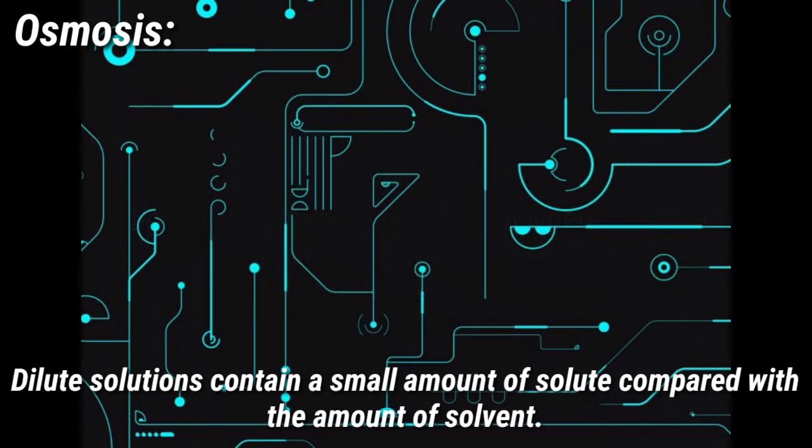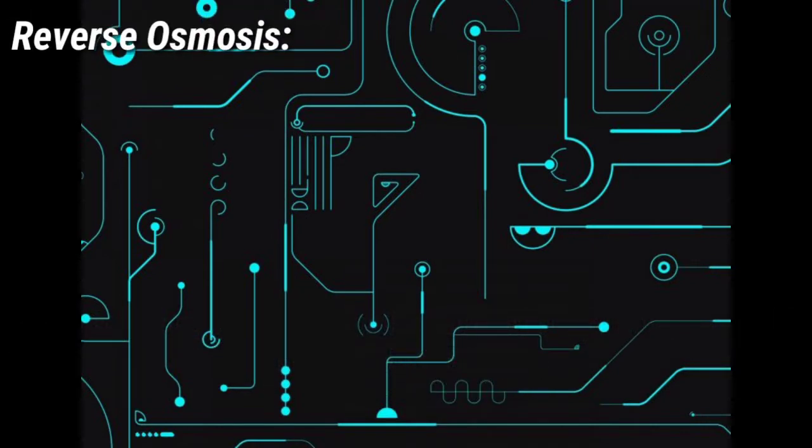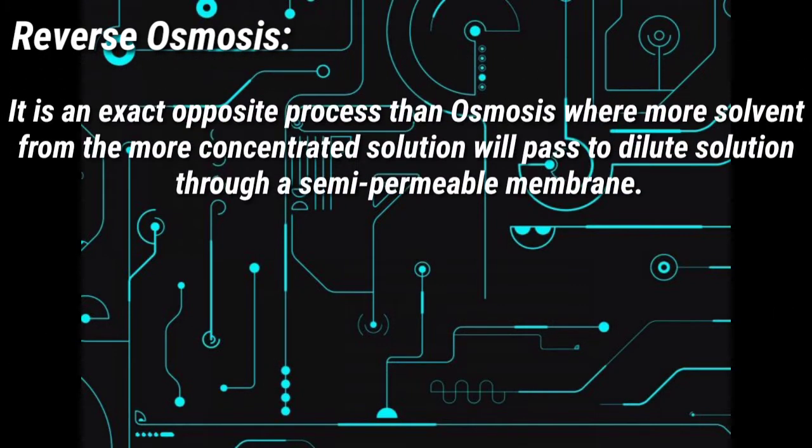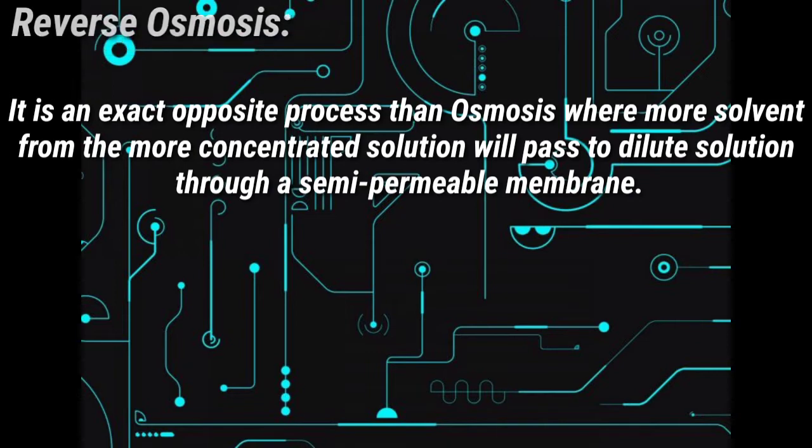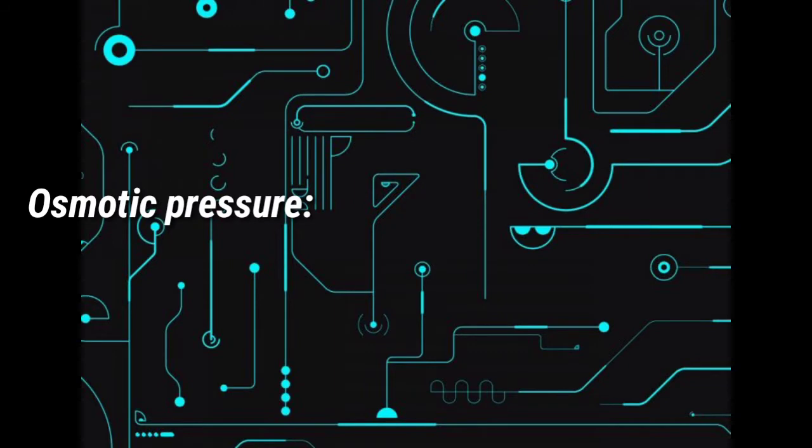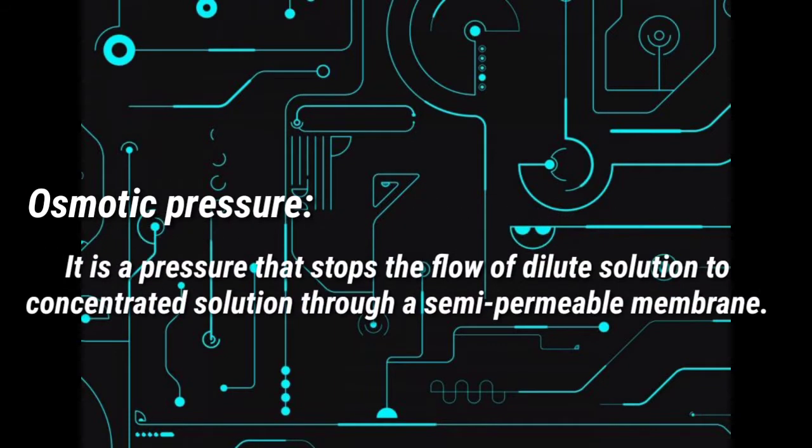So again recall what is reverse osmosis. It is the exact opposite process to osmosis, where more solvent from the more concentrated solution will pass through to the dilute solution through a semi-permeable membrane. So let us know what is osmotic pressure. It is the pressure that stops the flow of dilute solution to concentrated solution through a semi-permeable membrane.